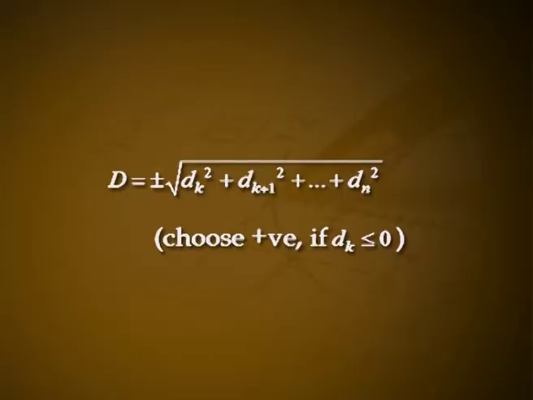Consider the kth column of the matrix P(k-1) into P(k-2), etc. into P2 into P1 into A. Normalize this column vector and denote it as d1, d2, etc., dn transpose. Let capital D equal plus or minus the square root of dk square plus d(k+1) square plus etc. plus dn square. Choose positive if dk is less than or equal to 0.